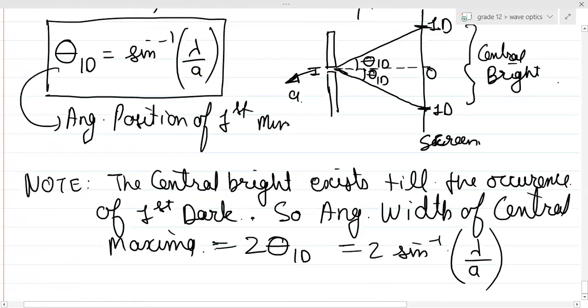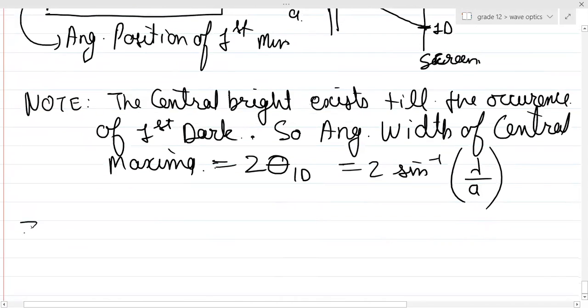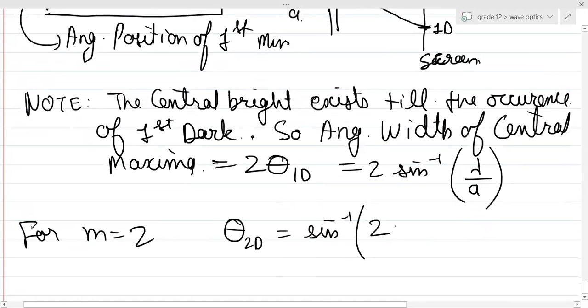So guys, this is the position of your first minimum. And what will happen to the second minima, guys? For m equals 2, you will get the angular position of the second dark. This will be equal to sine inverse of twice lambda by A. Are you getting my point, guys? This is lambda by A for the first minima, and for the second minima you will get this. Is it clear, guys? Here you don't define with the help of angle. We also do it with angle, if we know the angle, then I'll tell you how to solve the questions and all. Is this much clear?